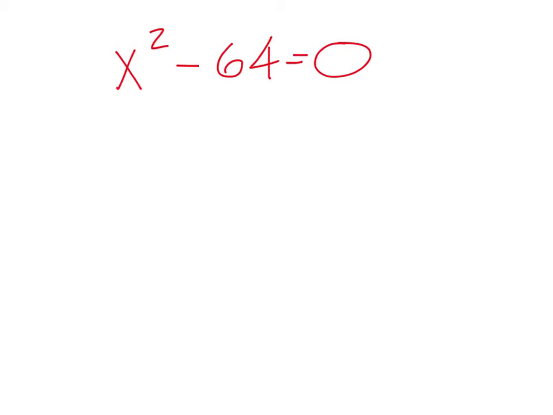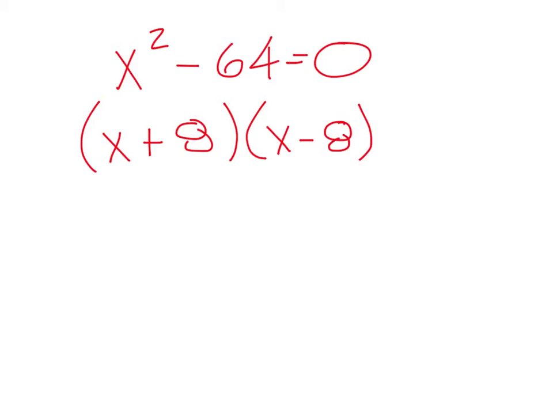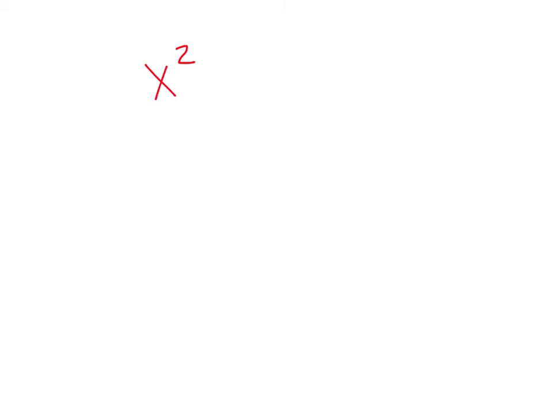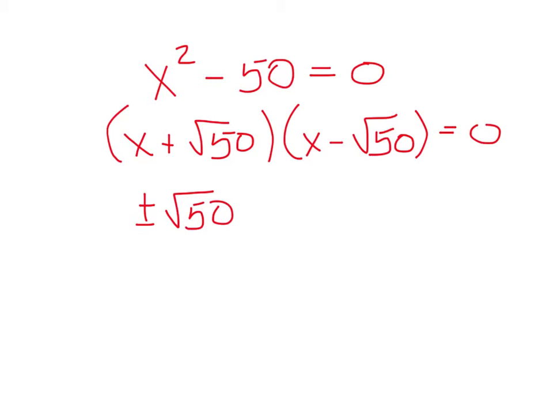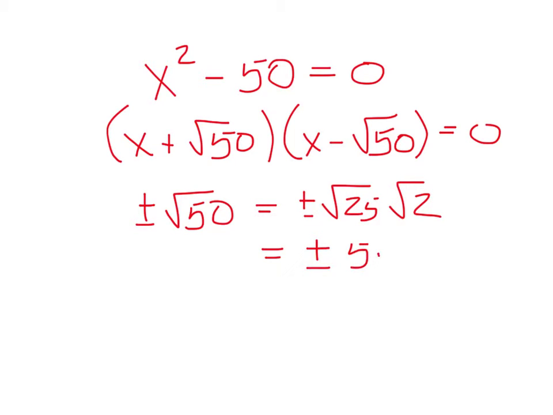If it were a minus in the middle, then you would have x plus 8, x minus 8, and the answer would simply be plus or minus 8 if it were a perfect square. If it were x squared minus 50, you could do x plus the square root of 50 and x minus the square root of 50 and come up with plus or minus square root of 50 for the preliminary answer, but then you could simplify it as square root of 25 times square root of 2, so your answer would be plus or minus 5 square root of 2.